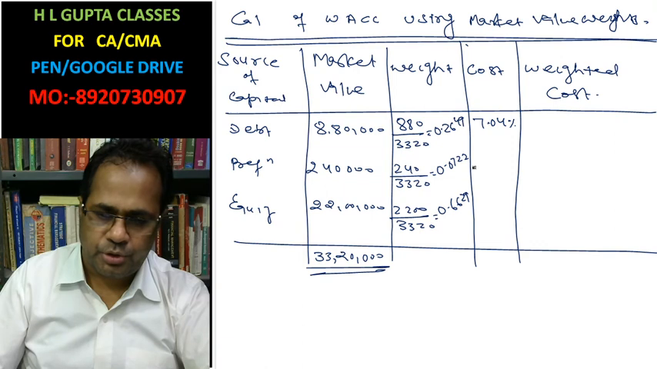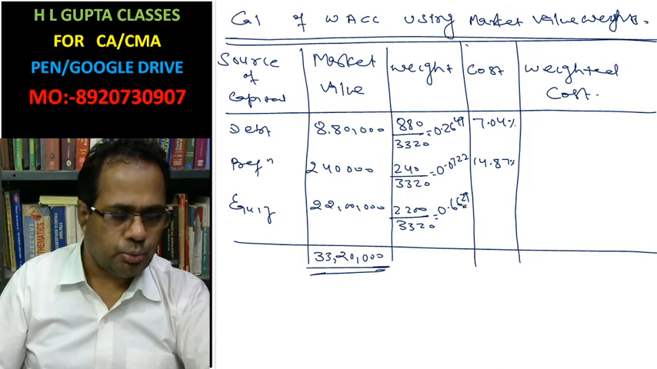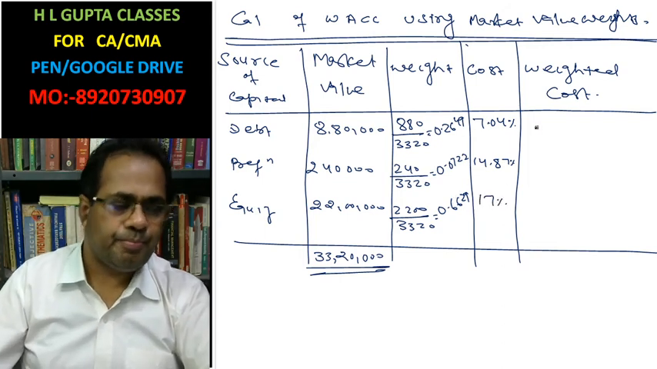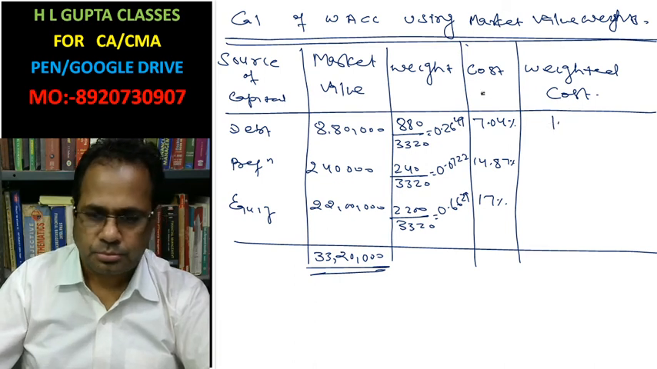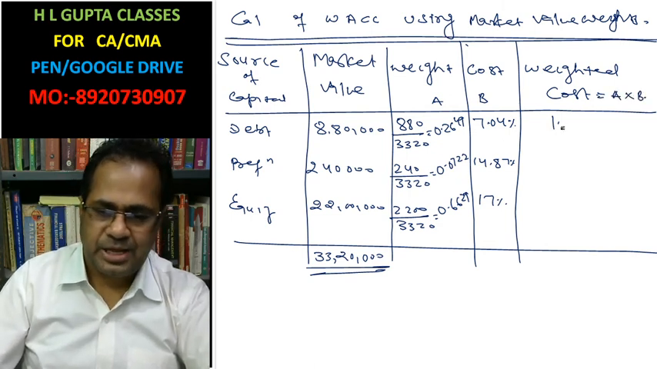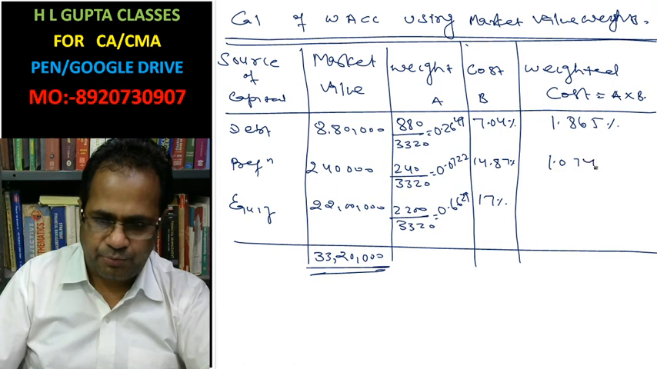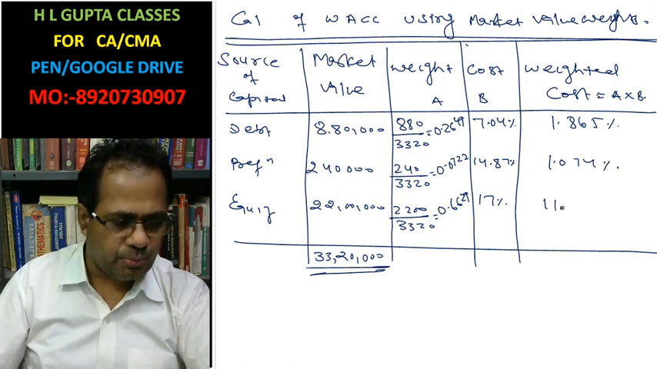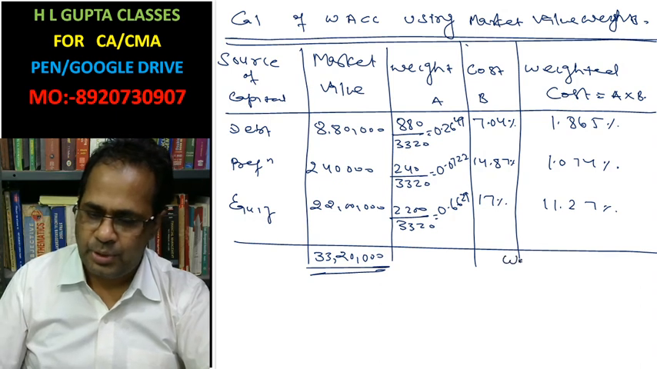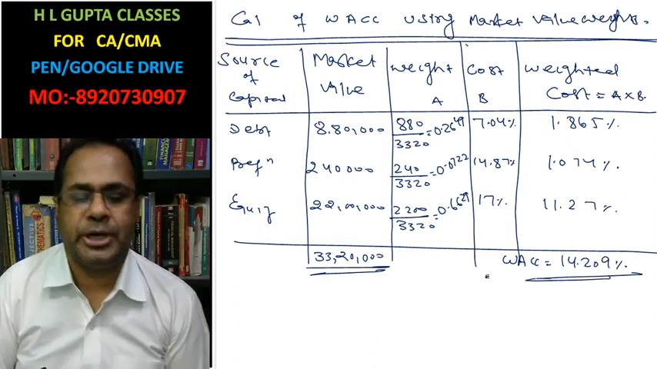The costs are 7.04%, 14.87%, and 17%, which we have already calculated. This is your A, this is your B. Weighted cost is A into B: 1.865%, 1.074%, 11.27%. Weighted average cost of capital is 14.209%. This is your weighted average cost of capital.